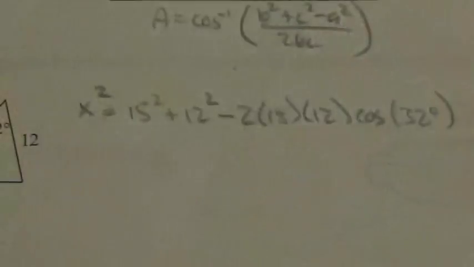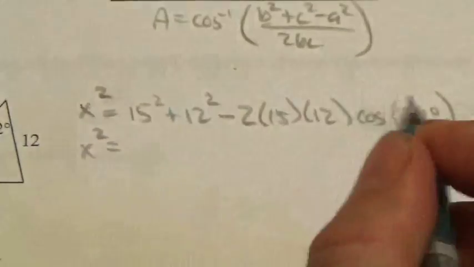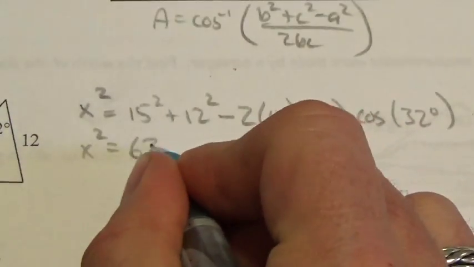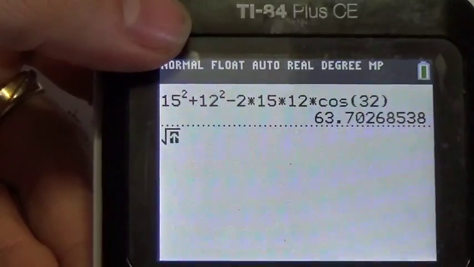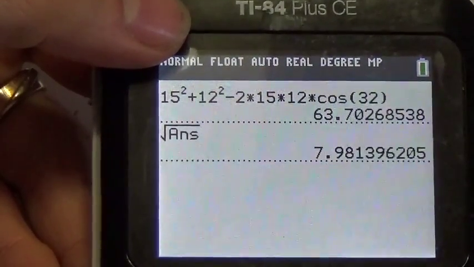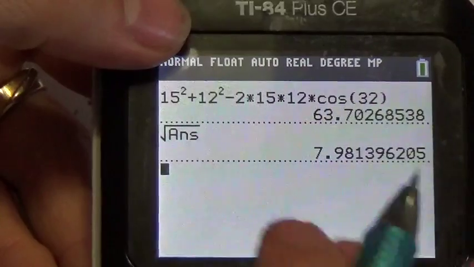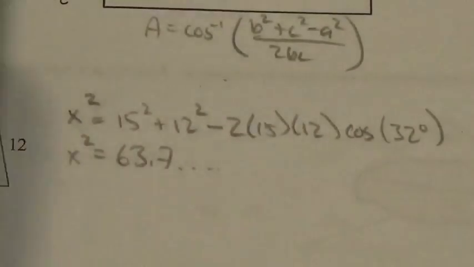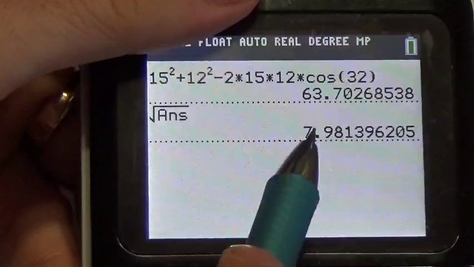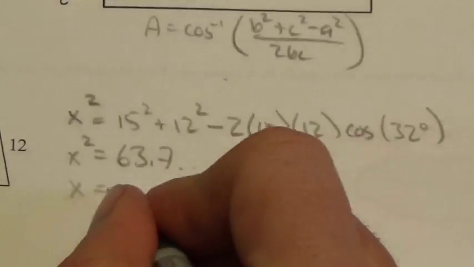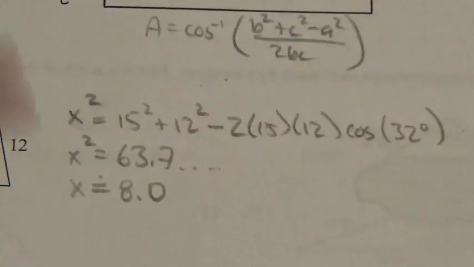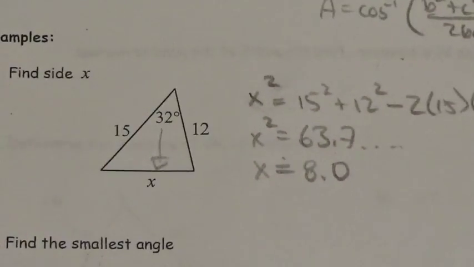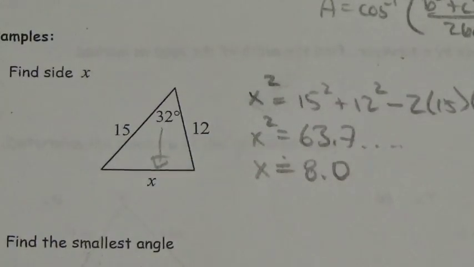Press enter. And we get here that x squared, bear in mind it's still x squared, is equal to 63.7, and it goes on and on. To get x, what I need to do is take the square root of that answer, and I get, to the nearest tenth, I'd have to round that. What did it say here? Yeah, it didn't say. So to get to the nearest tenth, I'd have to round that. So x would equal approximately 8.0. We usually round sides to the nearest tenth. Okay, and so there you go. That's the side x.